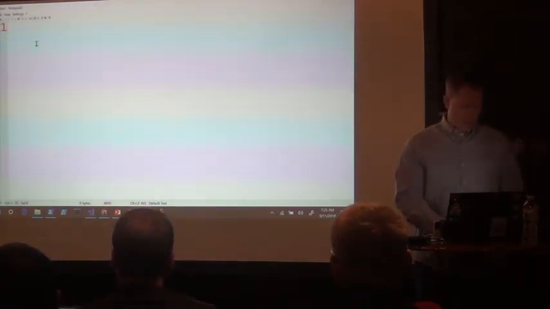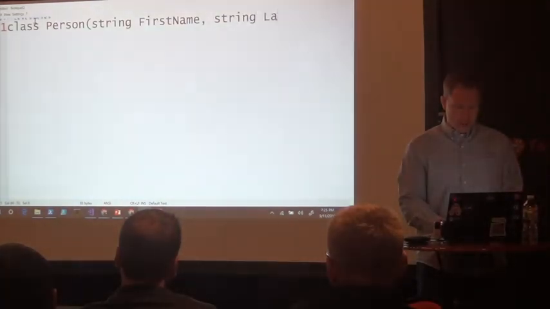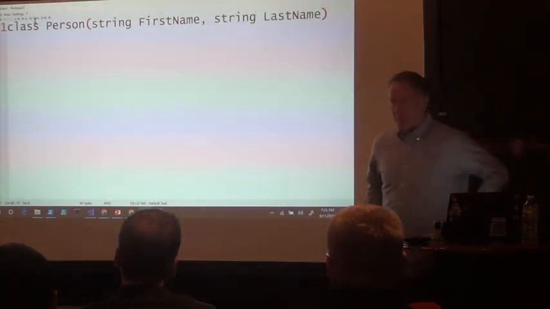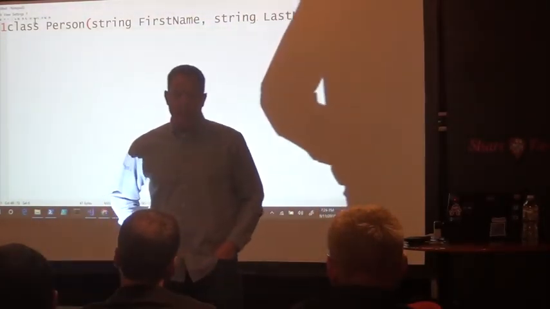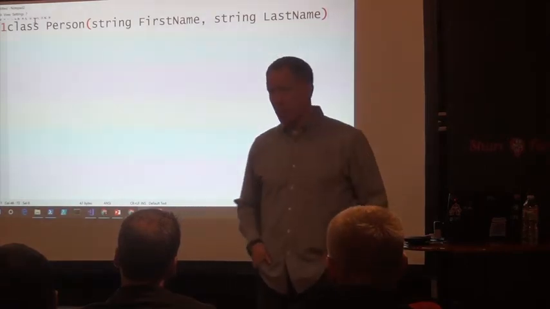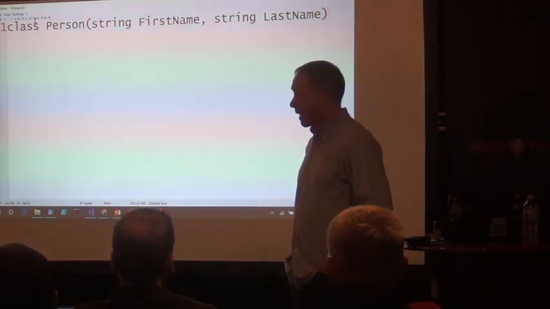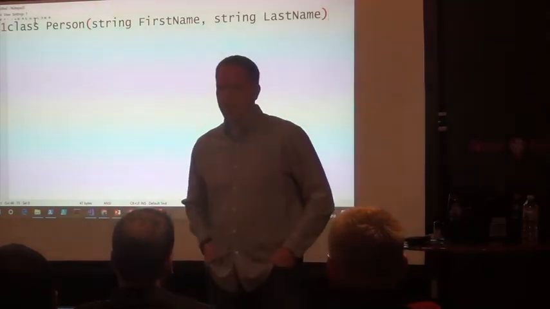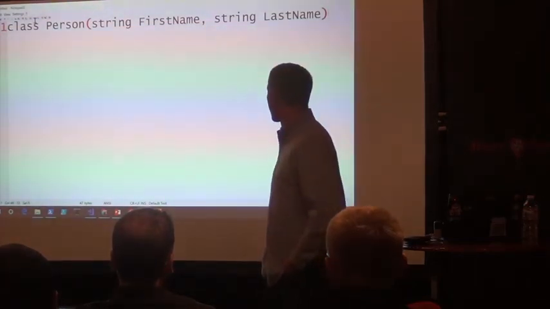Is that big enough? Okay, so class, person, string, first name, comma, string, last name. That's it. And now I have a person class with a property first name and a property last name and a constructor that takes first name and last name. And likely a deconstructor too, but it's still experimental. So that's it, your type class is declared.